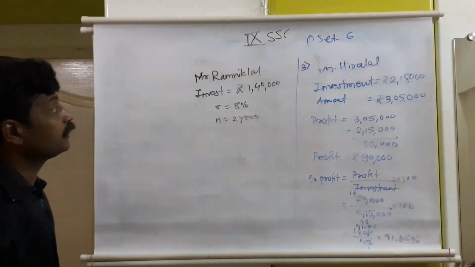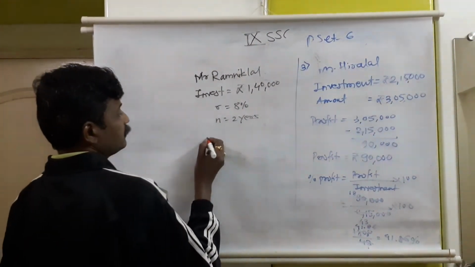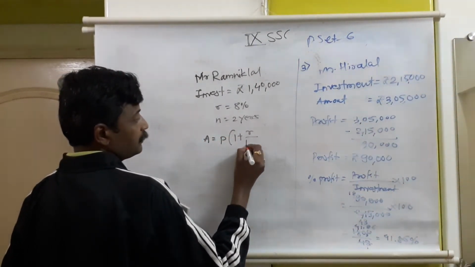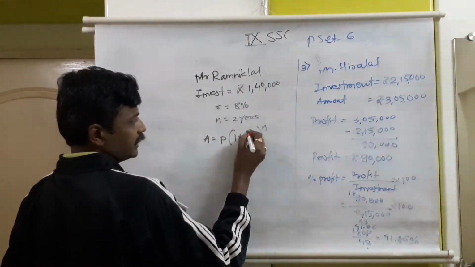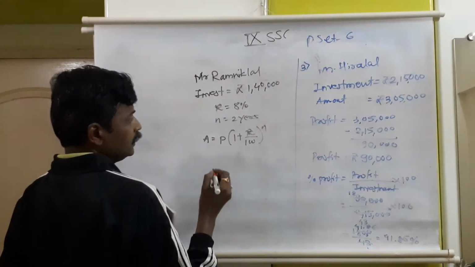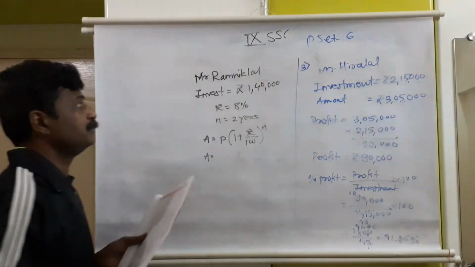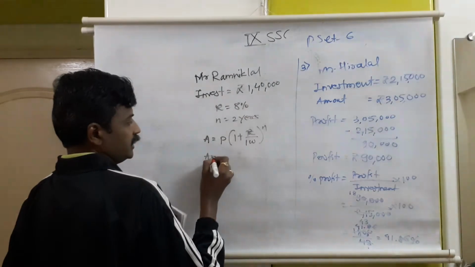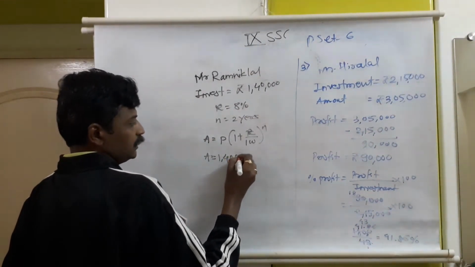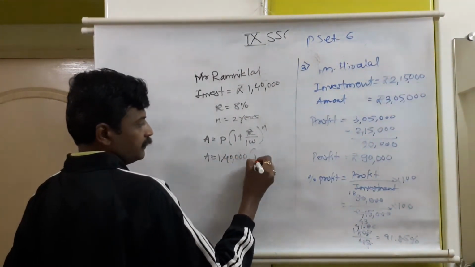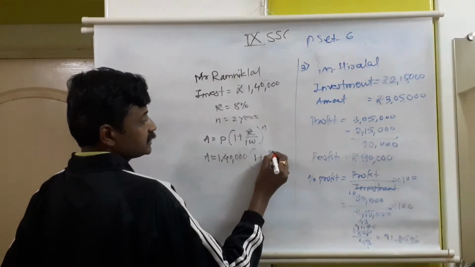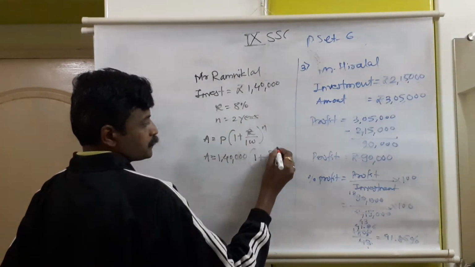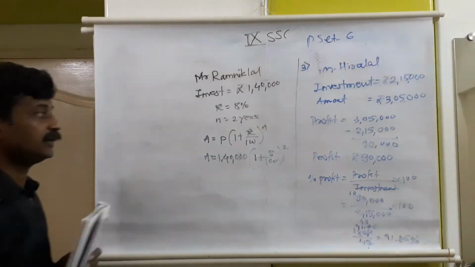So we will find out for Mr. Ramniklal. A, the amount, is equal to P into bracket 1 plus R upon 100 bracket raised to N. This R can be written in capital form also. So it will give us the amount for Mr. Ramniklal. P is the principal amount, that is the investment amount. A is equal to 1,40,000, the value of P, into bracket 1 plus 8 on 100, 8% means 8 on 100, bracket raised to 2, because the value of N is 2.